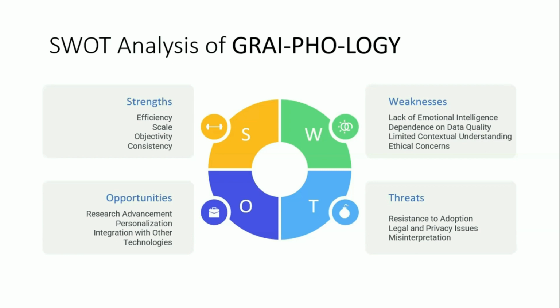Coming to weaknesses, graphologists, being humans, have emotional intelligence, and certain other aspects are also embedded while making decisions apart from looking at handwriting. That kind of intelligence is lacking in AI, and the success of AI depends on the quality of data. The samples used must be very good in order to get a very good result through AI.